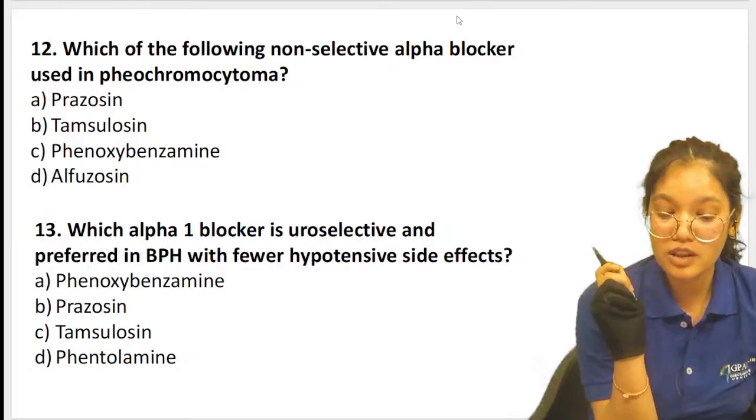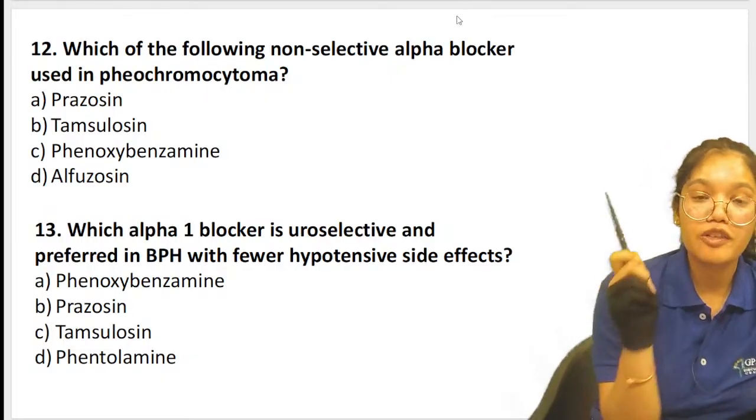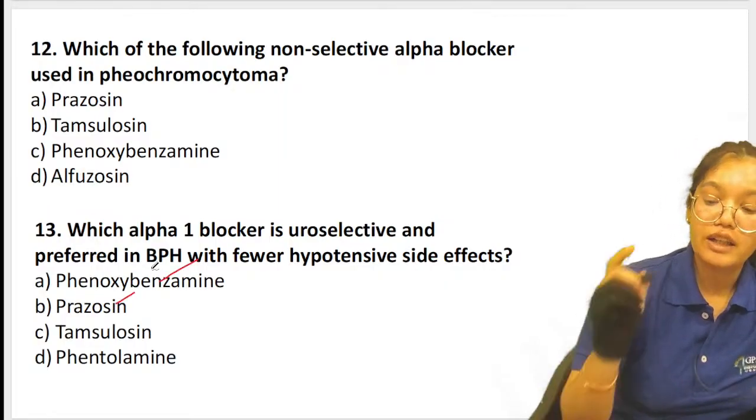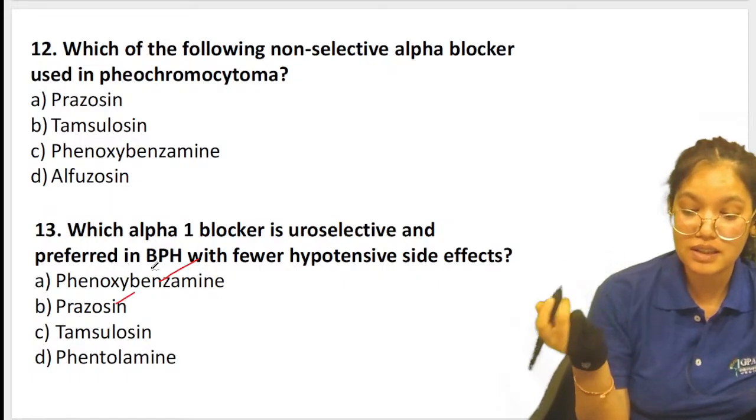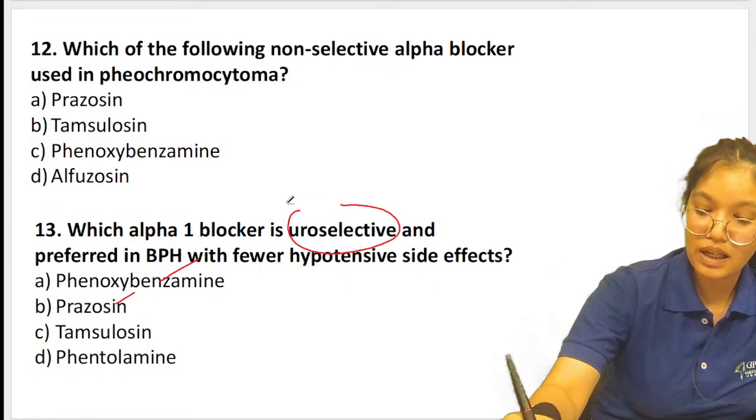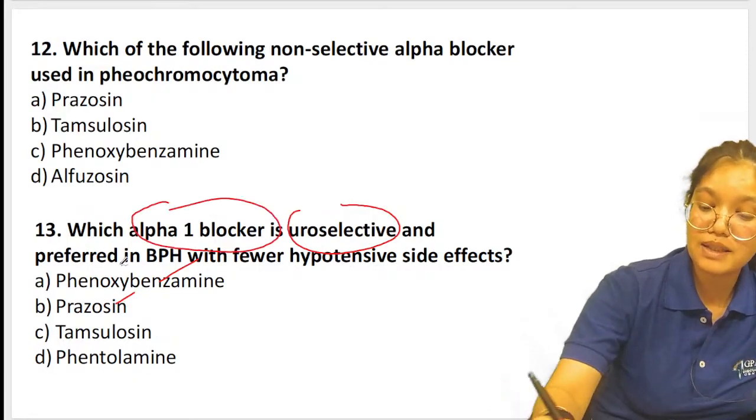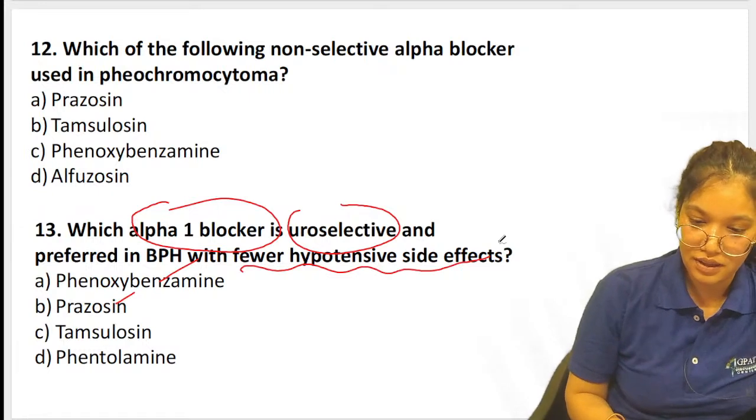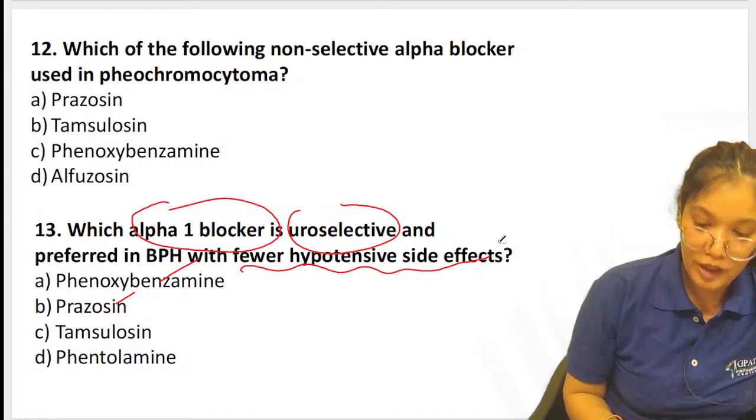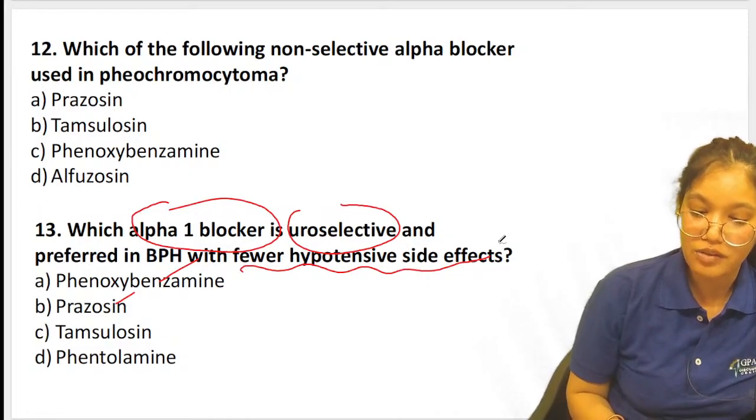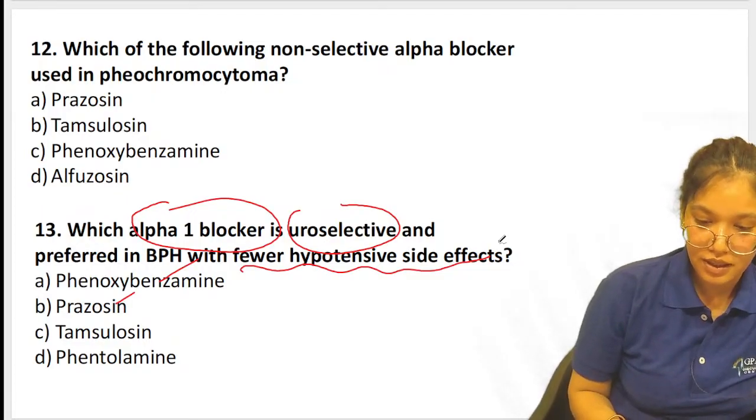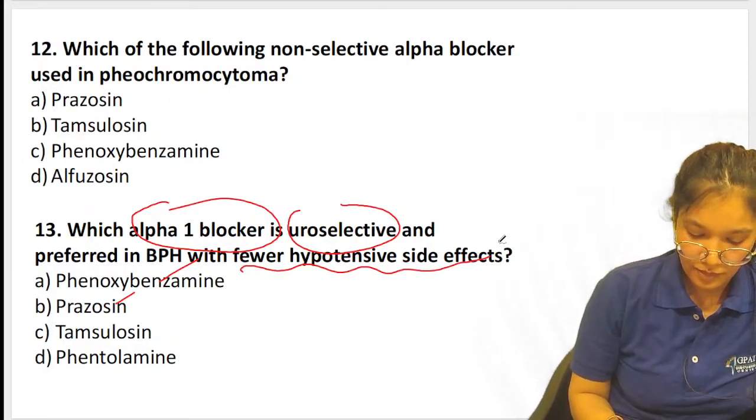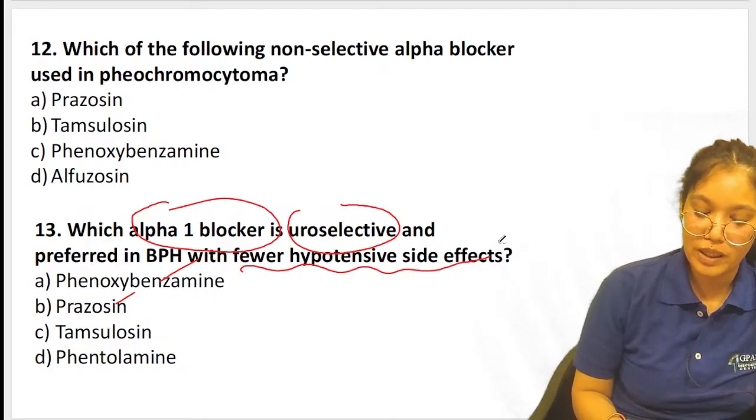Yes, the prazosin is also used. But even the phenoxybenzamine is also used. Phentolamine is also used. And tamsulosin is also used, but which is the uroselective? Uroselective alpha-1 blocker plus it has fewer hypotensive side effects. What is that drug? Nimith, phentolamine is not alpha-1 blocker selective. Come on, answer guys. It's very simple.